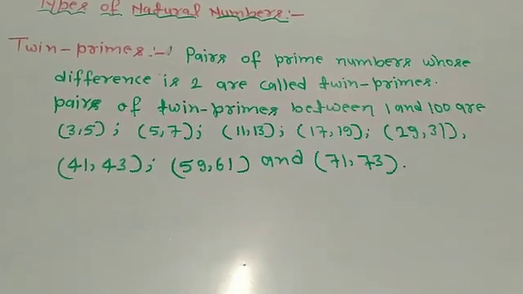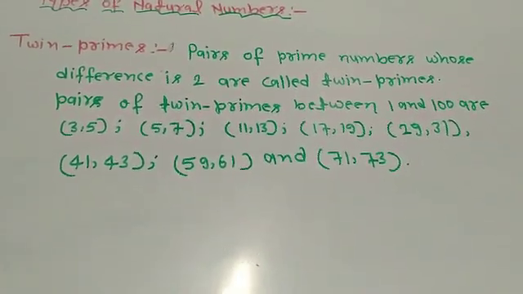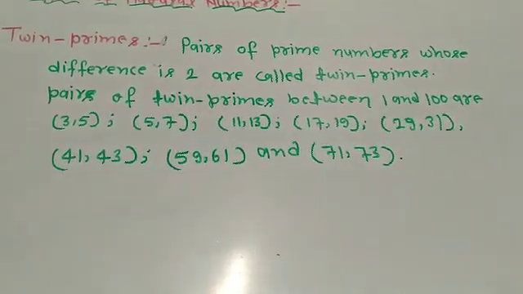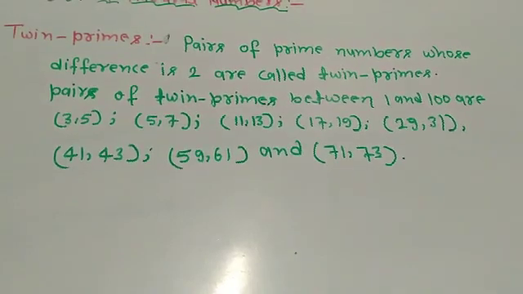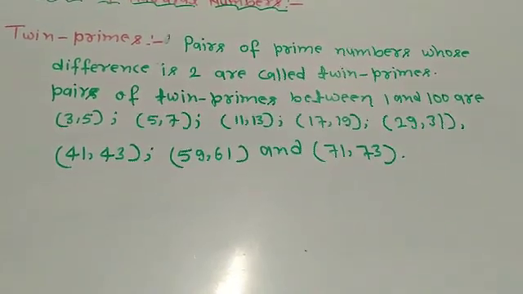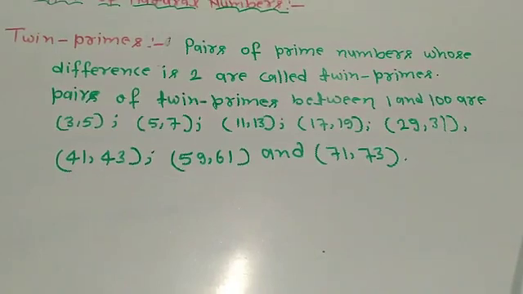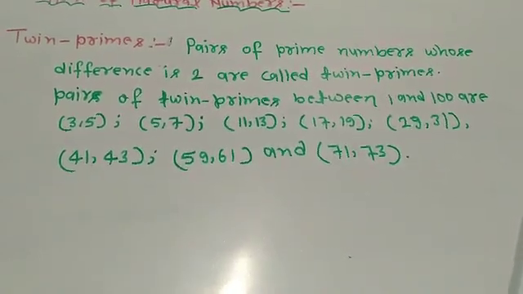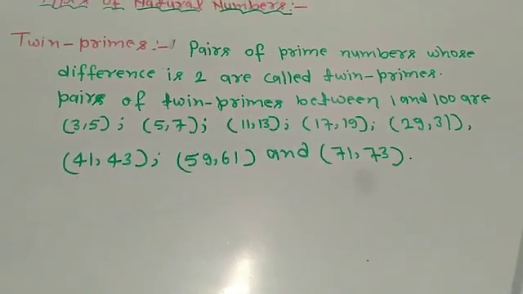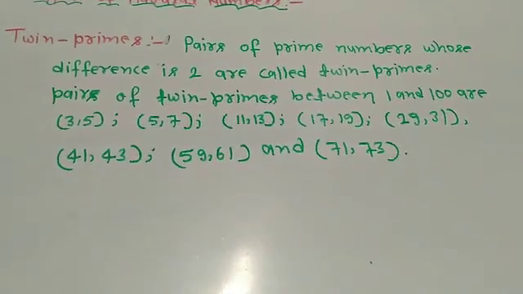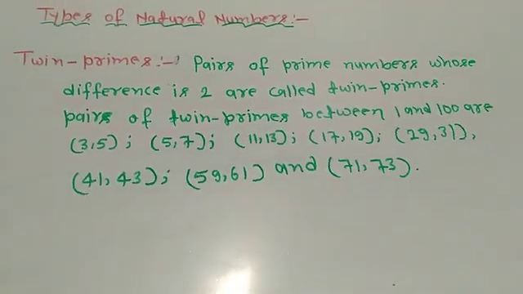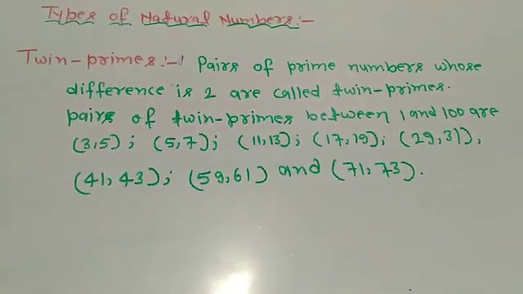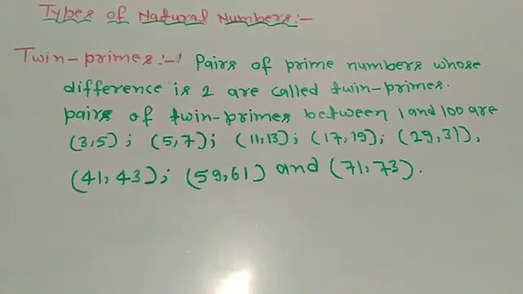Tell me, are 27 and 29 twin primes? No, because 29 is a prime number, but 27 is not prime. 27 has more than 2 factors, so it is a composite number. So you can define twin primes as a pair of 2 prime numbers which differ by 2.